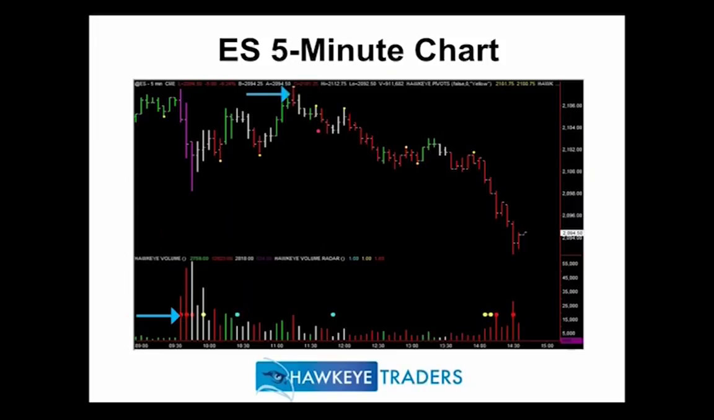Okay. Once you see and understand the relationship here, then you can start to see when volume breaks out that you're going to have the confidence to pull the trigger and make sure that you're in the trade and you're going to stick with that trade.